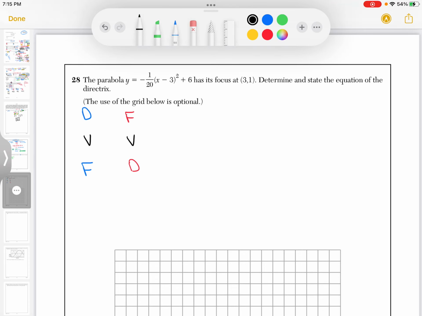So what I need to do to come up with the equation of the directrix is plot the focus and find the vertex of this equation. So I'm going to find the vertex the fast way, and then I will also show you another way to do it. The vertex comes from transformations.